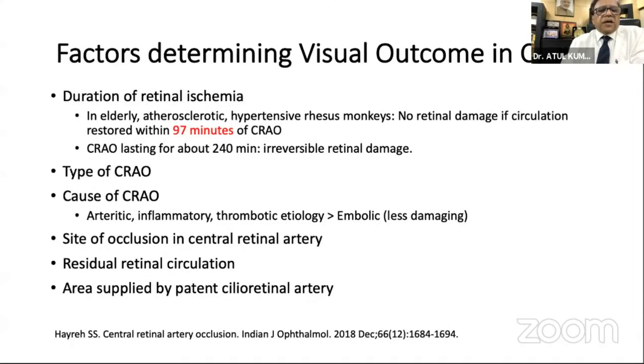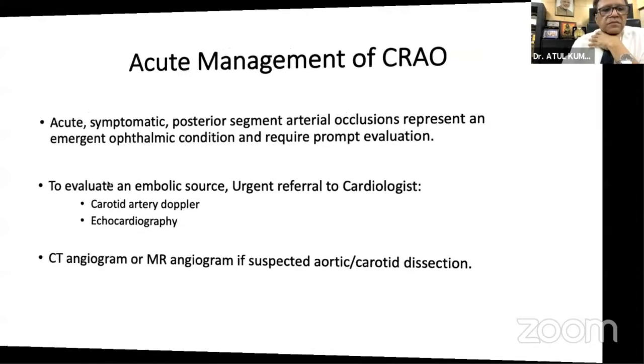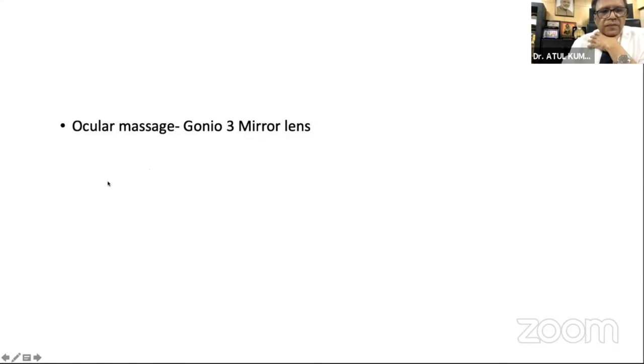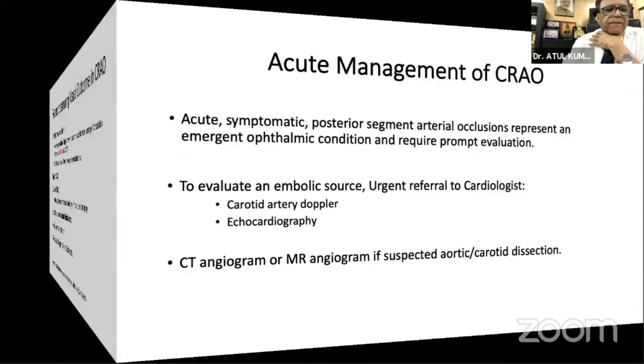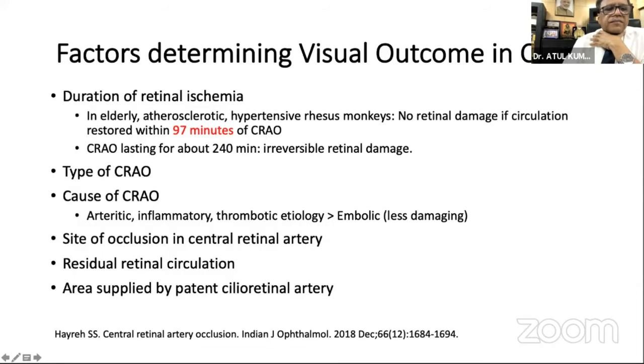The factors determining visual acuity in CRAO are the duration of the ischemia, type of CRAO, cause of CRAO, site of occlusion, and residual retinal circulation, the area supplied by a patent cilioretinal artery. On duration, if the retinal ischemia lasts within 97 minutes, they've shown that there's no retinal damage. So the first 1.5 hours is very critical, and beyond about 3 to 4 hours, it's irreversible retinal damage. It's an ophthalmic emergency.